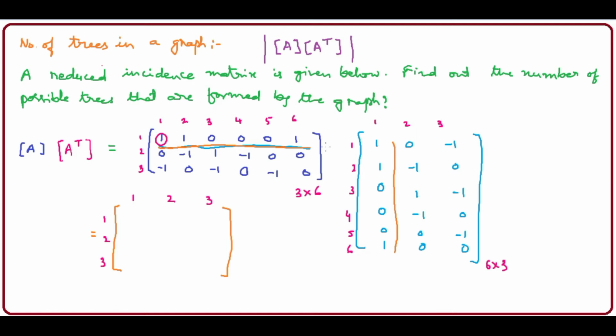This is 1 into 1, so the value will be 1, plus 1 into 1, the value will be 1, plus 0 into 0, the value will be 0, plus 0 into 0, which is 0, plus 0 into 0, which is 0, plus 1 into 1, which is 1, which is equal to 2. So this is the answer. Let me write this answer here.